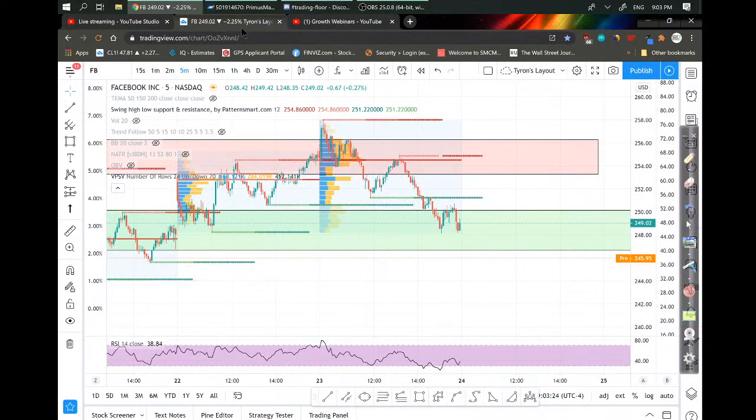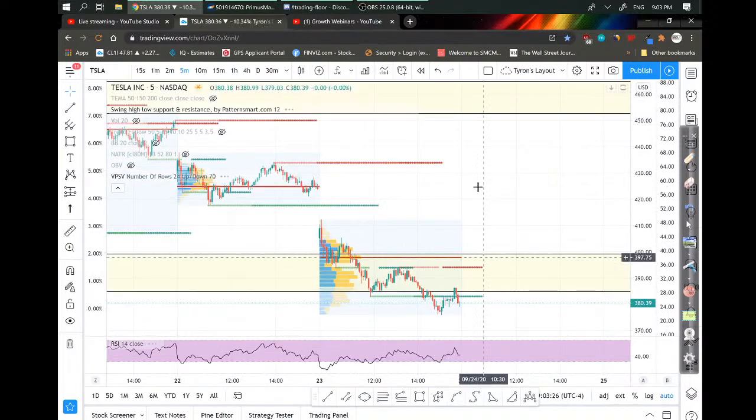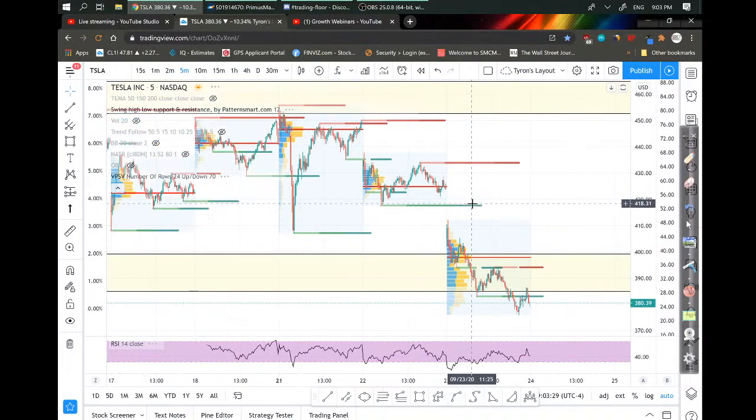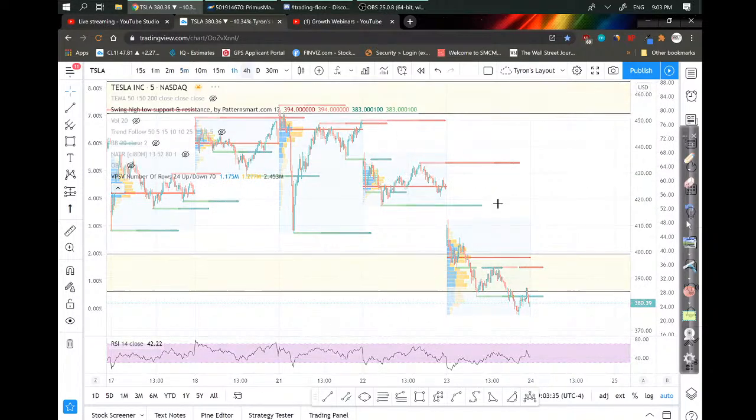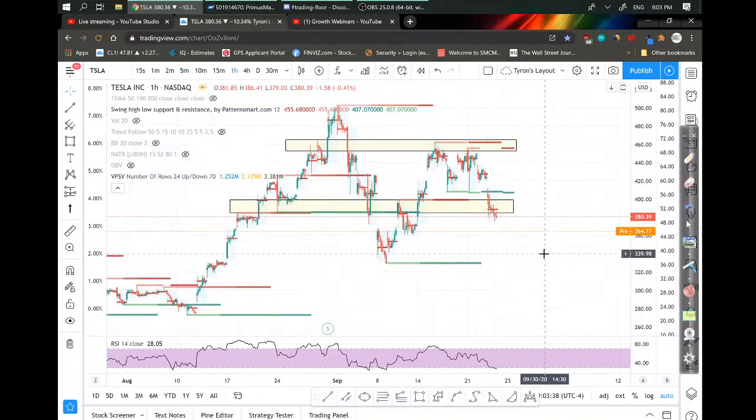Tesla. Somebody's saying do Tesla. Let's have a look. So we actually did Tesla already. So this was your supply zone up here, your demand zone down there. We actually already did it right here.